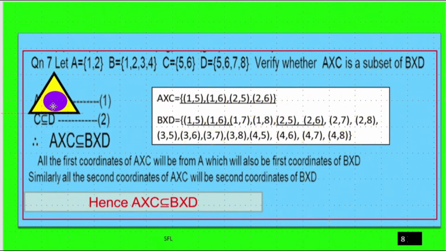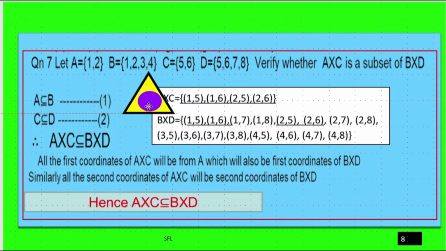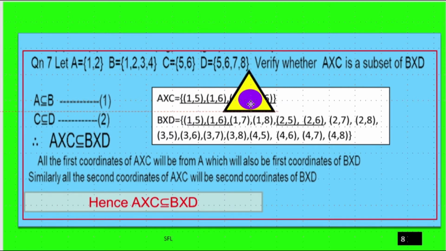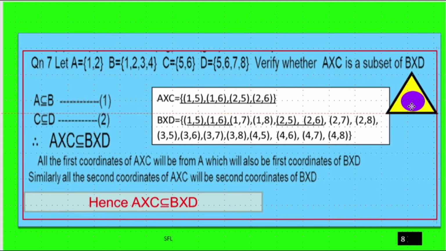Question number 7. A equals {1, 2}, 2 elements. B equals {1, 2, 3, 4}, 4 elements. C equals {5, 6}, 2 elements. D equals {5, 6, 7, 8}, 4 elements. Verify whether A cross C is a subset of B cross D.